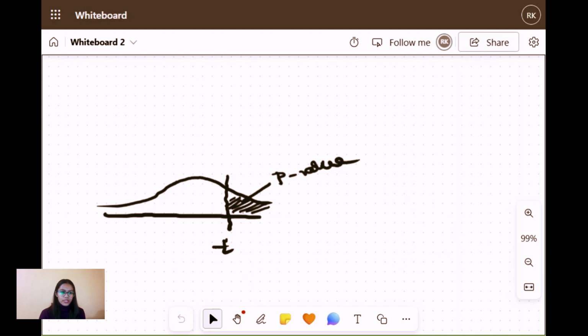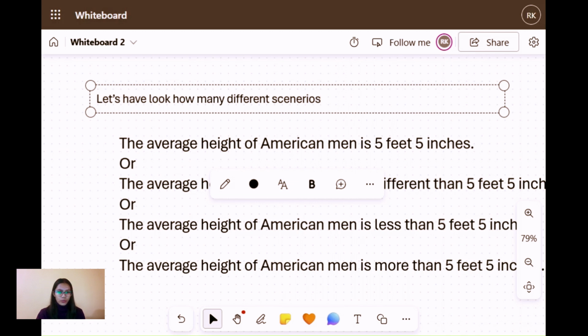Now, as you are interested in testing and verifying the average height of the American men based on the claim value 5 feet 5 inches, we have to frame the research question first. So, let's have a look at what the scenarios are and how you can frame the research questions.